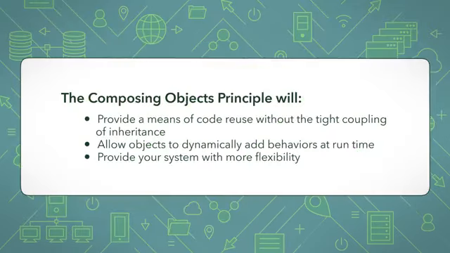The composing objects principle has many advantages over using inheritance to reuse code and build up behaviors in a flexible way. This design principle will help you with reducing coupling in your system by using delegation and by composing objects with each other. In summary, the composing objects principle will provide a means of code reuse without the tight coupling of inheritance, allow objects to dynamically add behaviors at runtime, and provide your system with more flexibility. This means less time needs to be spent on system updates.